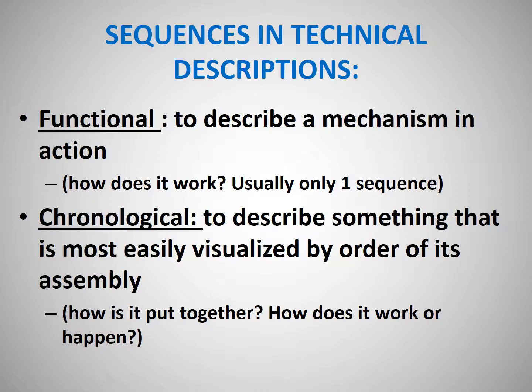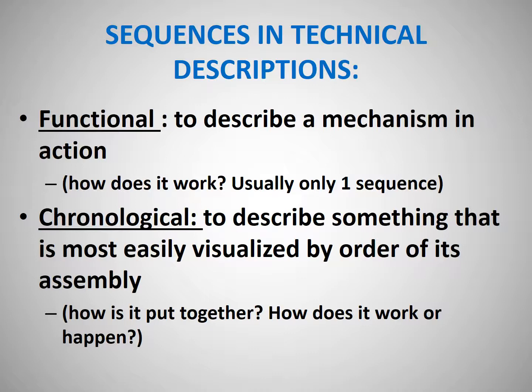So that's spatial sequencing. For something that's actually doing something, for an object that is moving or is operating in some way, what you want is a functional sequence. You want to tell me step by step how this thing works, what it's doing step by step, from beginning of the process to the end of the process. Right? How does this thing work? Usually, if you're using a functional description, it's going to be one sequence that starts at the beginning and ends at the end with the logically sequenced steps in between.